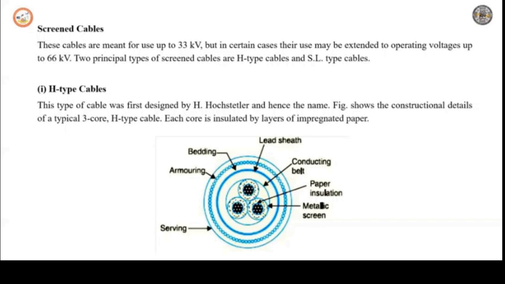The conducting belt, the three metallic screens and lead sheath are at earth potential, due to which electrical stresses are radial in nature. This keeps the dielectric losses to a minimum. Another advantage of metallic screens is the increase in heat dissipation, which reduces the sheath losses. Due to these advantages, the current carrying capacity of these cables will increase. In special cases, the use of these cables can be extended even up to 60 kV, 66 kV level.